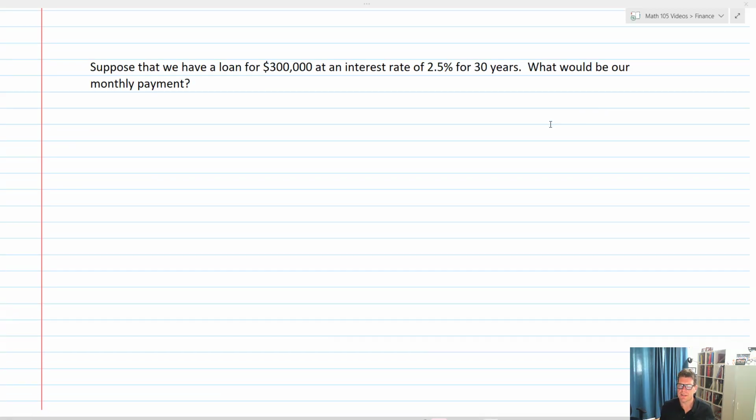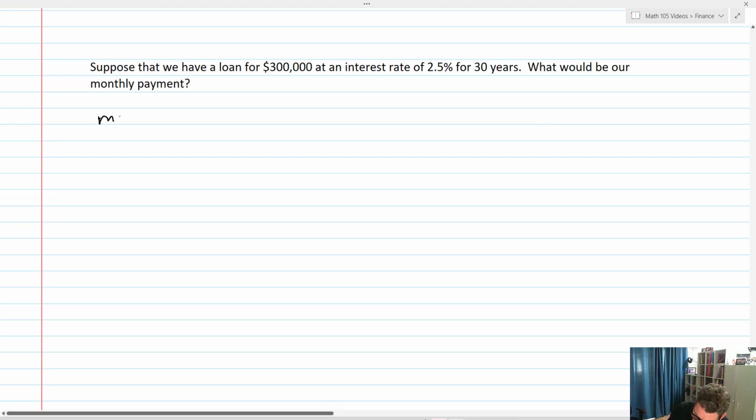So let's consider this problem. Suppose that we have a loan for $300,000 at an interest rate of 2.5% for 30 years. What would be our monthly payment? So we want to find M, our monthly payment. We know our principal. That's going to be $300,000. Our rate, r, is going to equal 0.025. And our time is going to equal 30.